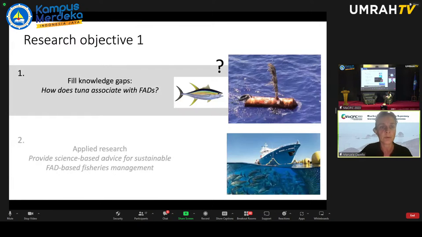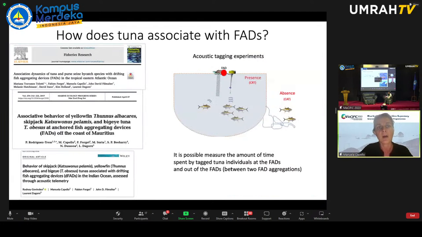So let me show you some research results about the first objective. So how does tuna associate with the FADs? Among the main results that we obtained are those that were obtained from acoustic tagging experiments. So in short, acoustic tagging allows us to measure the amount of time that a tagged individual, so an individual which is equipped with an acoustic emitter, spends nearby the FADs and how much time they spend out of the FADs between two consecutive FAD aggregations.